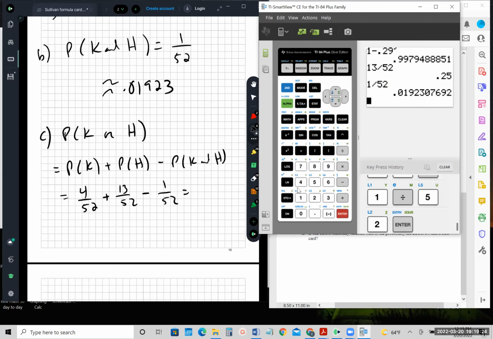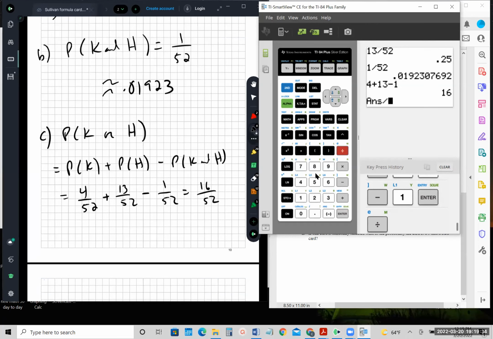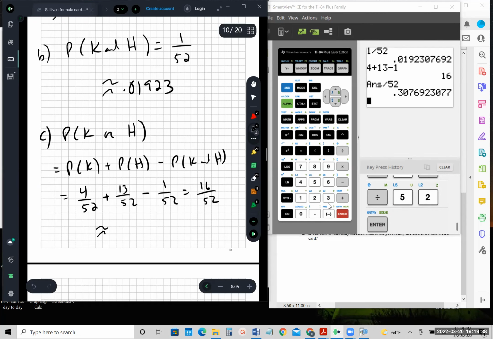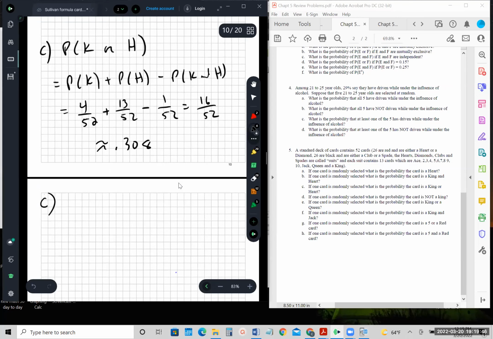So we would get 4 plus 13 minus 1. So we get 16 out of 52. Divide that by 52, and we get roughly 0.308 because it's 0.3076. Okay, so that is C.